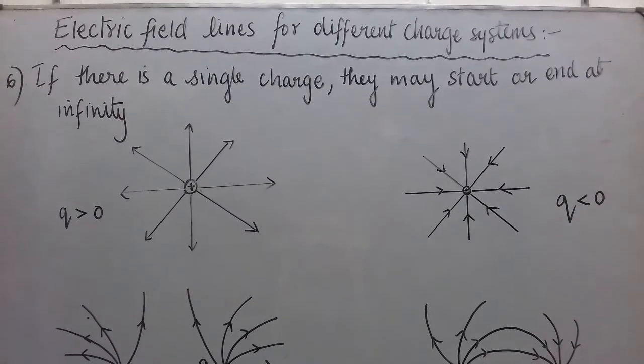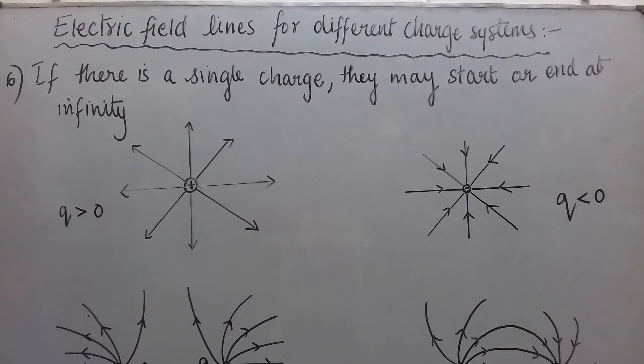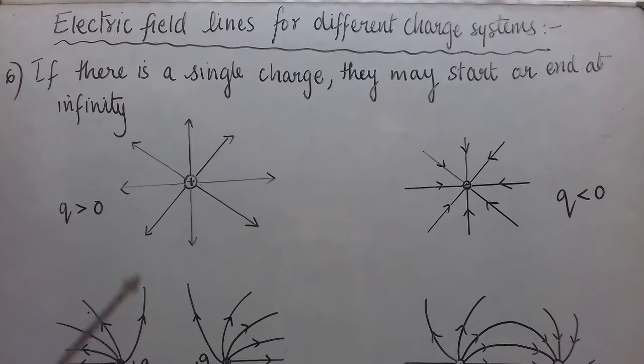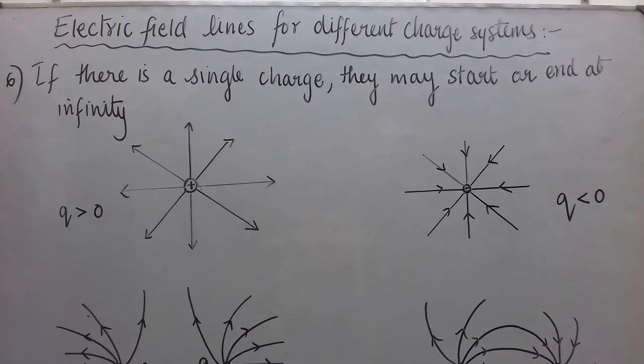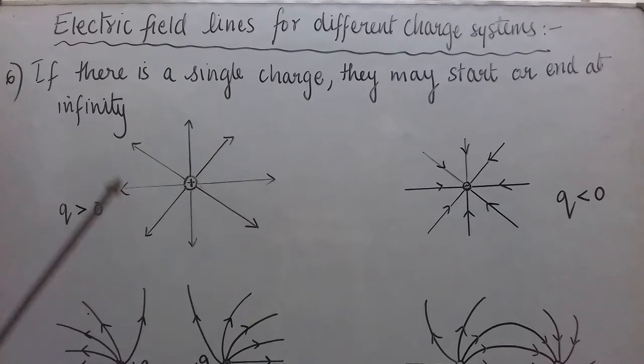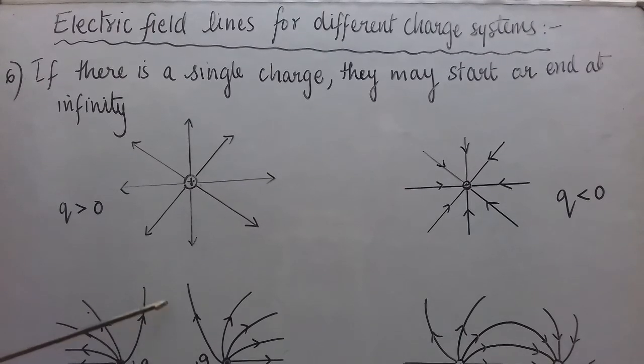Now students, you have already understood the property that electric field lines never intersect each other, that I had explained before. And we had seen one property: the relative closeness of the field lines gives us an idea about the relative strength of the electric field in a region.